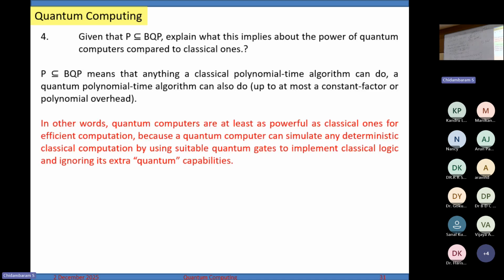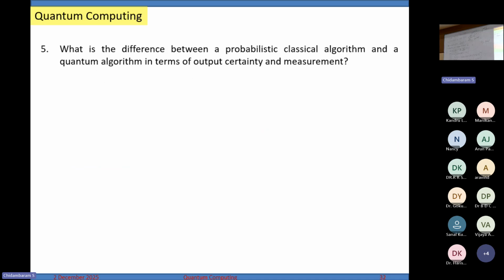Again, P is a subset of BQP. What does this imply about the power of quantum computers? P is a subset of BQP, meaning anything a classical polynomial time algorithm can do can also be executed in quantum, but the reverse is not true. So quantum computers are at least as powerful as classical ones, because they are able to perform various tasks using suitable quantum gates. But because of these properties, they are also able to solve other problems which classical ones cannot.